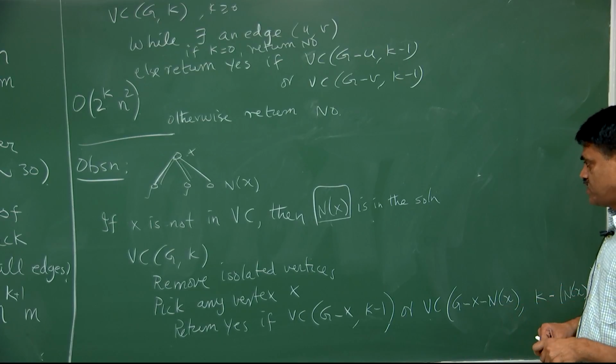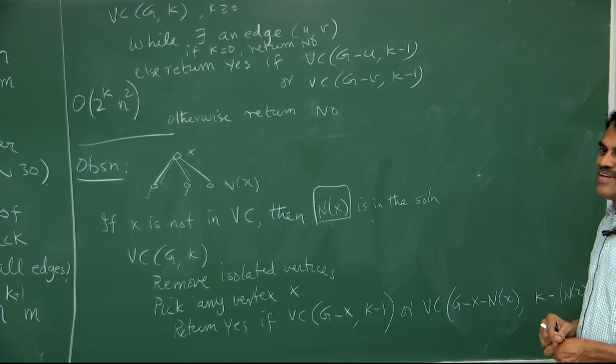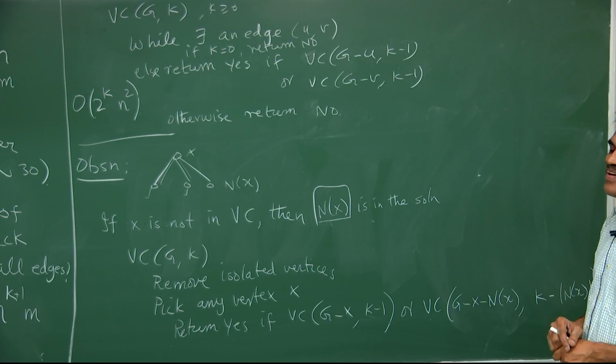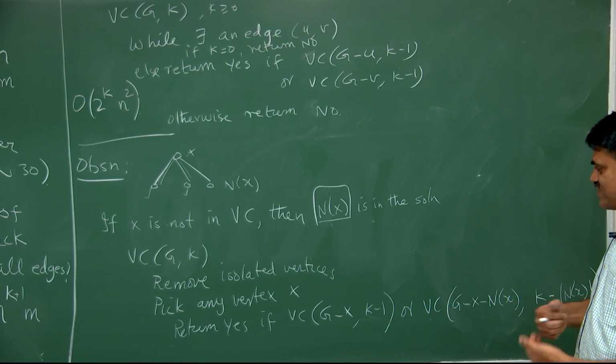Two-way branch. I could carefully choose the vertices according to the degree. Exactly. We'll come to that and see how much I can improve it. But let's see what is the running time of this algorithm.